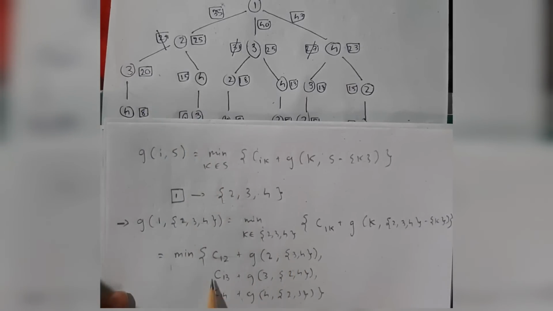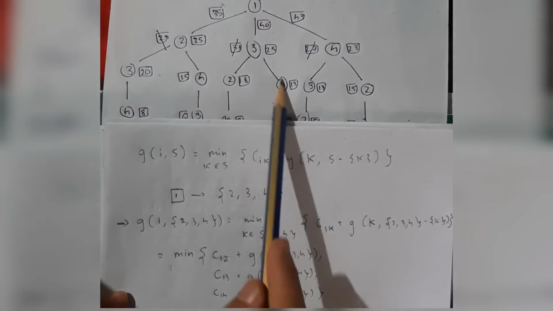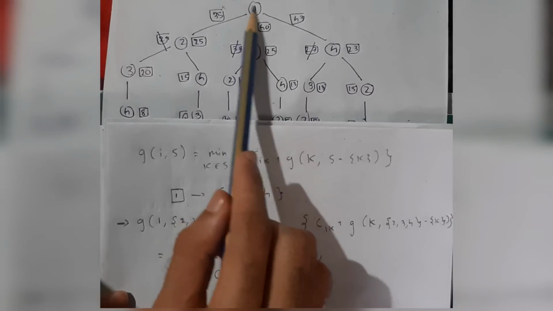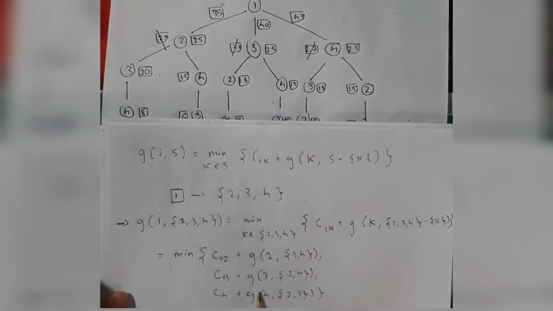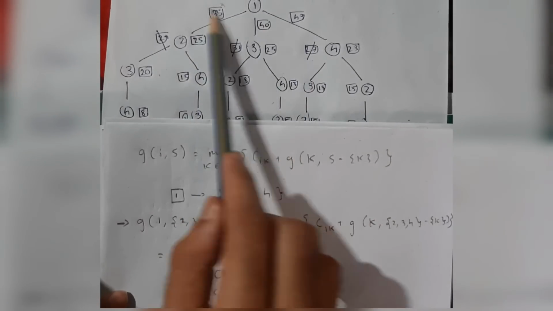Okay, and the second one, 1, 3. 1, 3 means the cost from 1 to 3 plus this one. 1, 4, the cost from 1 to 4 plus this one. So after getting the sum of all of these, I'll be finding the minimum among these three. Okay, so this was the first stage which I have done.